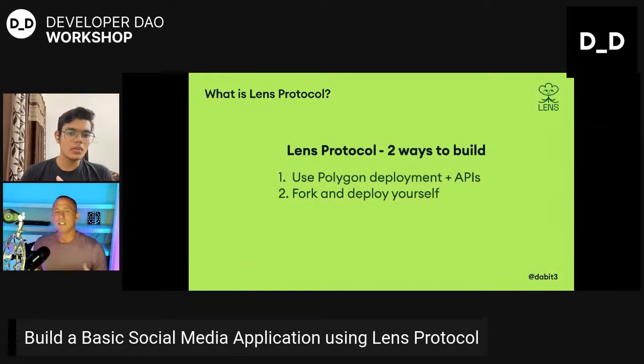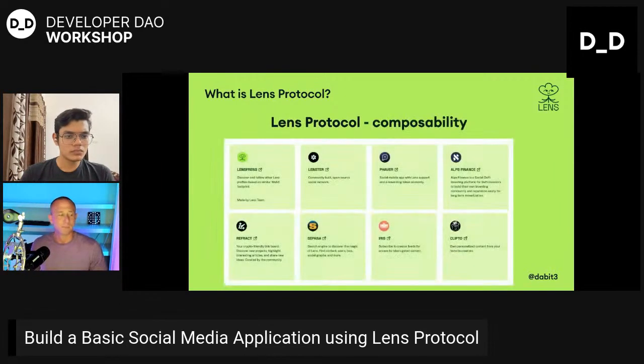And then the other way would be to fork and deploy it yourself. There are two main reasons why you might want to do this. One, you want to deploy this on a different network than Polygon. You might want to use Optimism, or you might want to build this on something like Arbitrum Nova. You could do that. You also might want to change something about the protocol. You might say, okay, I don't like this functionality, I want to do something different. But for the most part, people are just building on the Polygon deployment because it has a built-in user base and a built-in data graph.